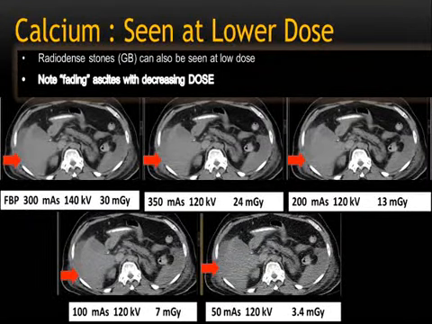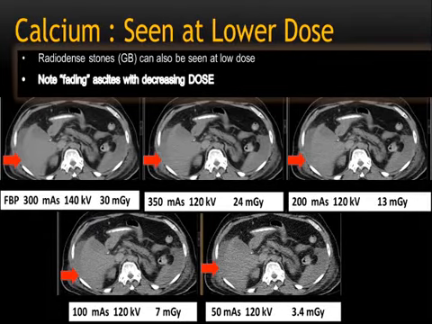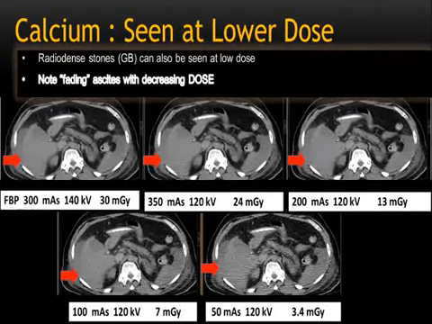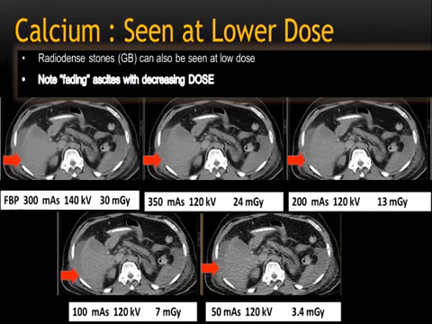So again, we fortunately, thankfully, don't really use CT for detecting gallstones, but this was just a post-mortem CT. So we just wanted to see if we can see that 3 millimeter gallstone at all the dose levels. And not surprisingly, you can see it from all the way from 30 milligray down to 3 milligray or so very clearly. Not a problem.